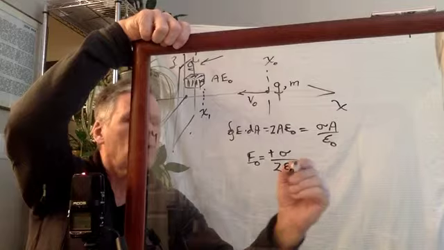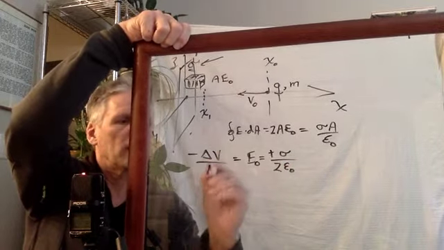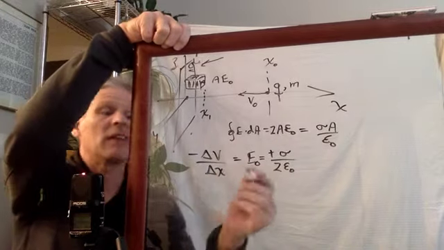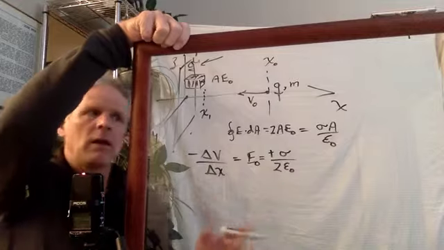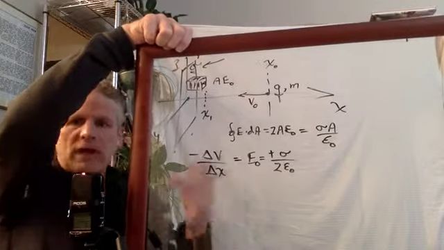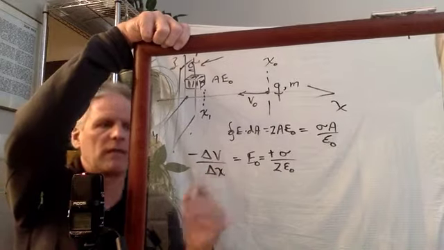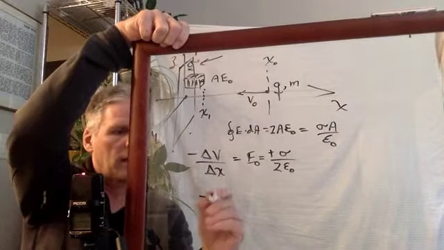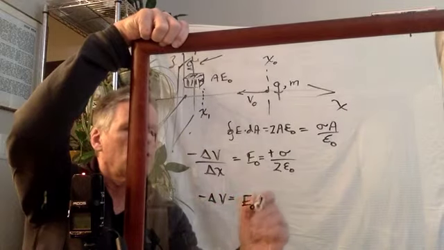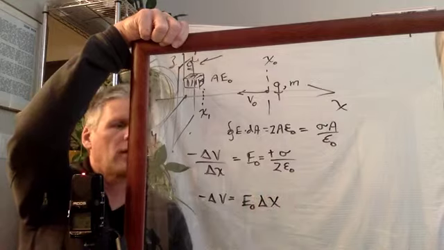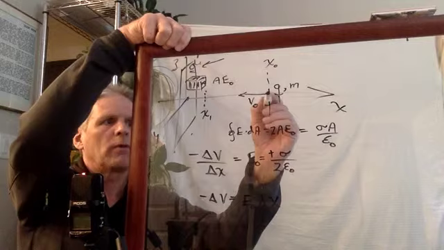Now, we also know that this equals the gradient of some potential. And because it's a uniform electric field, we don't need to worry about doing the differential or integral formulation of this. We can just look at macroscopic quantities, delta V, delta X. And we know that minus delta V equals E0 delta X. Okay, so what is the potential at this point right here?